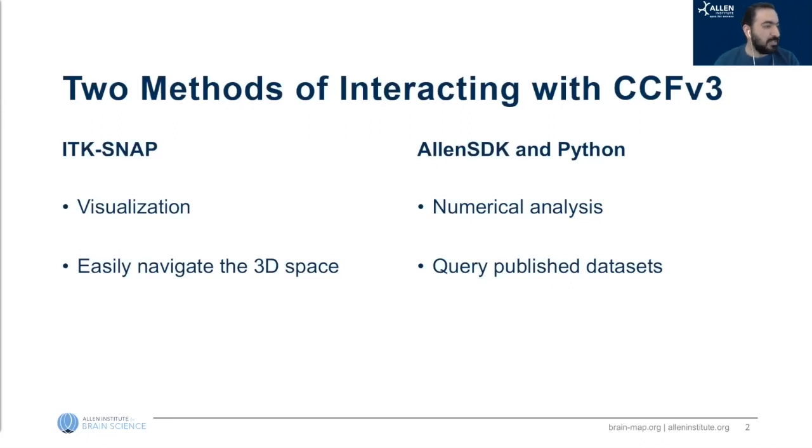One is through ITK-Snap, which is a free open source application that lets you visualize image volumes. This is really beneficial for any kind of visualization. If you're trying to look through the data and get a sense for where there's signal, this is a very efficient and easy way to look at that and get a sense of the different features of the data from different orientations. So it's very easy to navigate the 3D space through ITK-Snap.